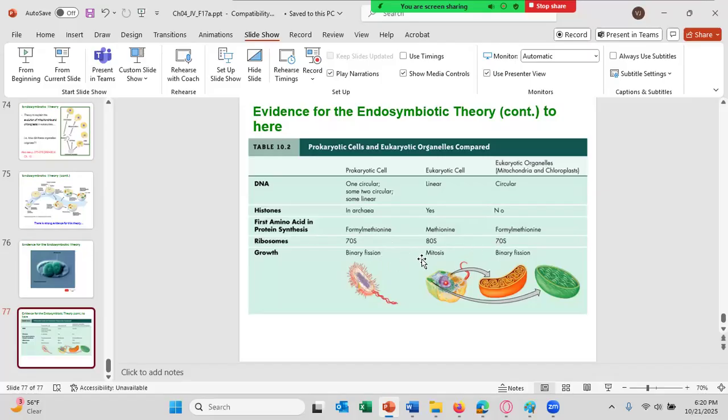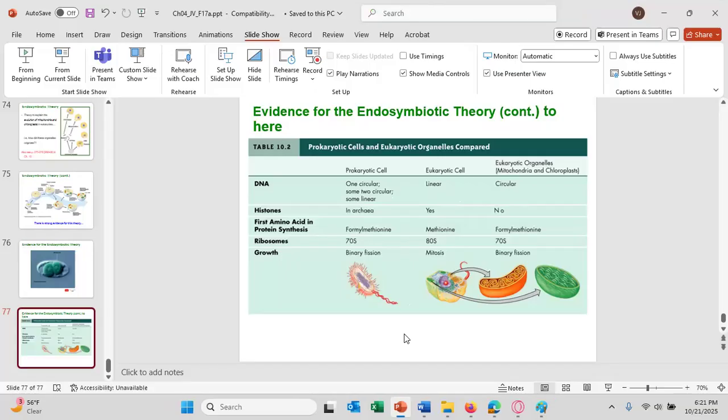You look at the growth, eukaryote cells divide by mitosis, prokaryote cells mostly by binary fission. The mitochondria and the chloroplast can divide by binary fission. And then the strongest evidence is if we sequence the DNA in the mitochondria and the chloroplast, they do not fall in the domain eukaryote. They fall in the domain bacteria. Any question about any of that? All right, that's the endosymbiotic theory, the theory about how cells obtain mitochondria and chloroplast.